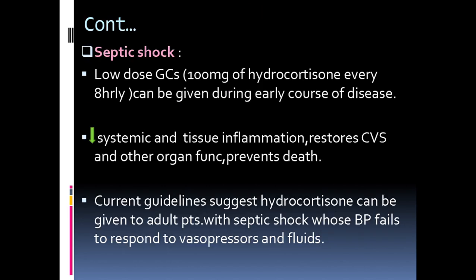Then in septic shock, low-dose glucocorticoids, 100 mg of hydrocortisone every 8 hourly, can be given during early course of disease. Decrease systemic and tissue inflammation, restores cardiovascular system and other organ function, prevents death. Current guidelines suggest hydrocortisone can be given to adult patients with septic shock whose blood pressure fails to respond to vasopressors and fluids.